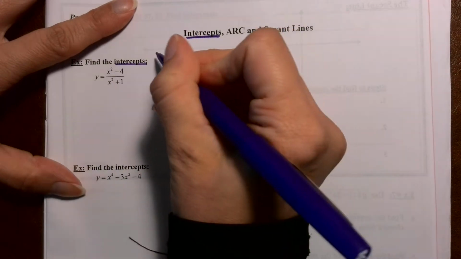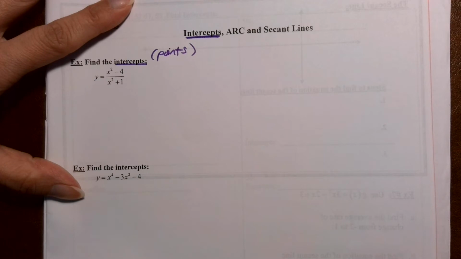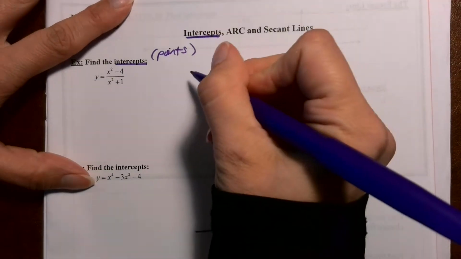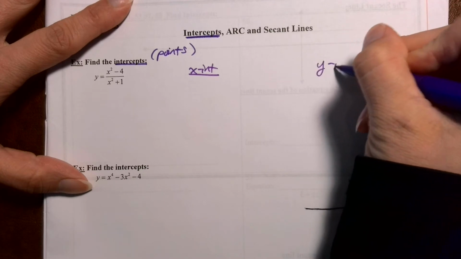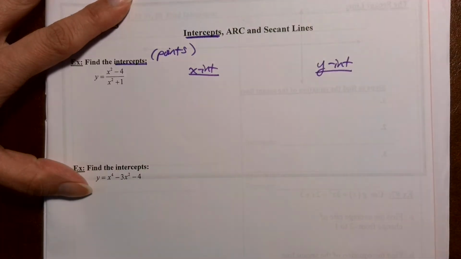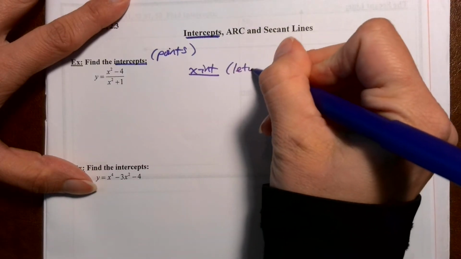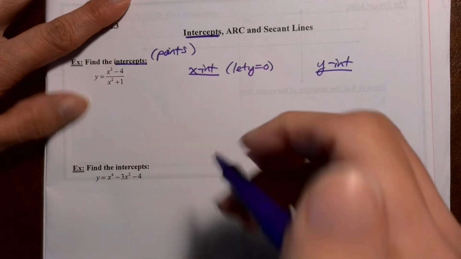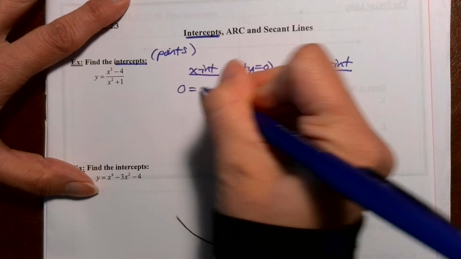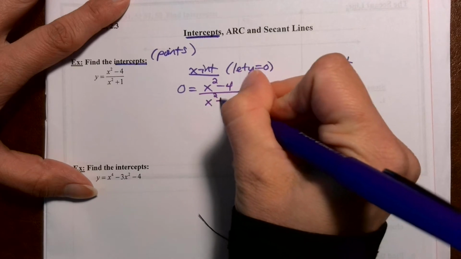Okay? Remember, when we're finding intercepts, intercepts are points where the graph crosses the x and the y-axis. So I'm going to find the x-intercepts and the y-intercepts, and I'm going to label my work nicely. To find an x-intercept, you let the y number equal 0. So I'm going to put 0 in for y. x squared minus 4 over x squared plus 1.